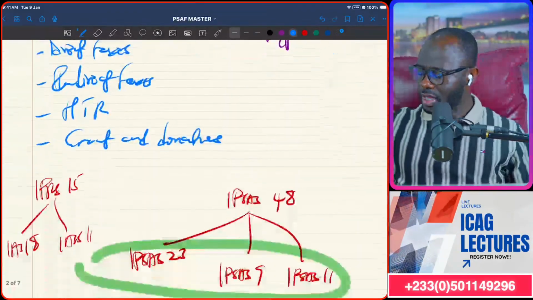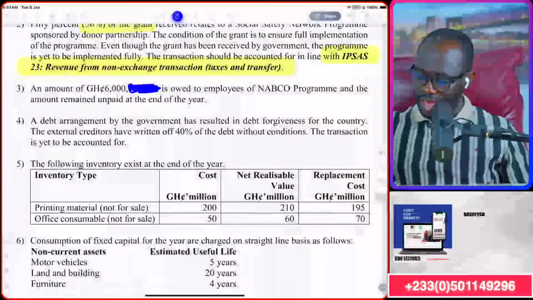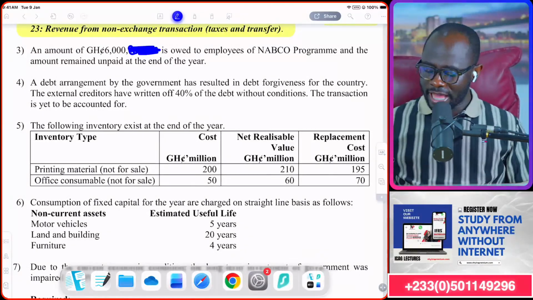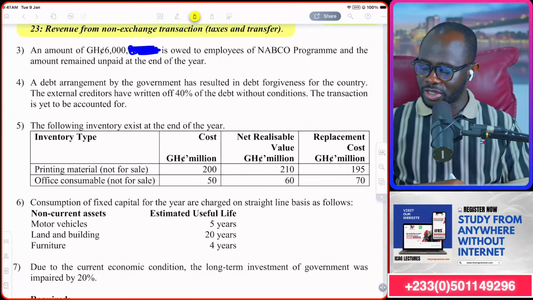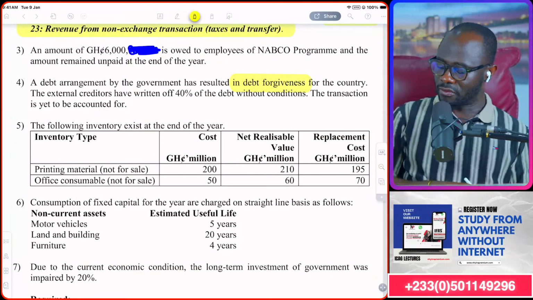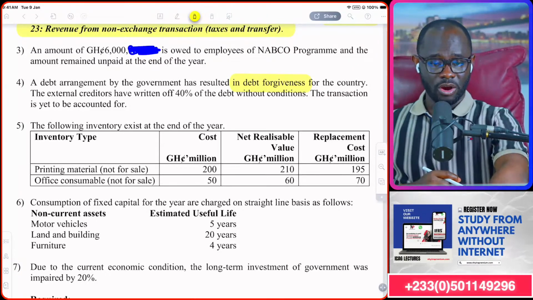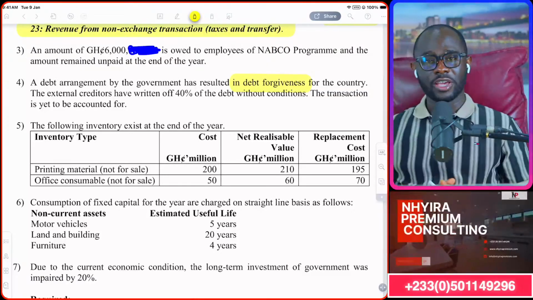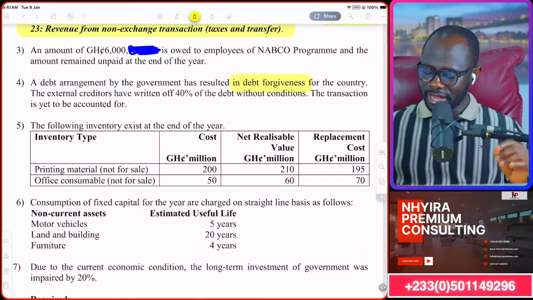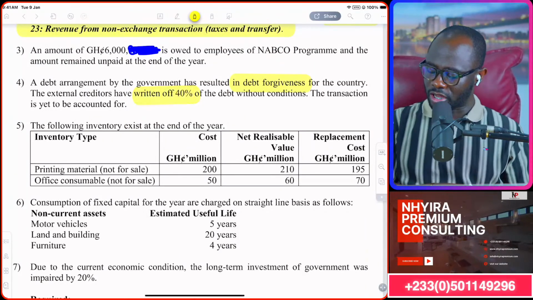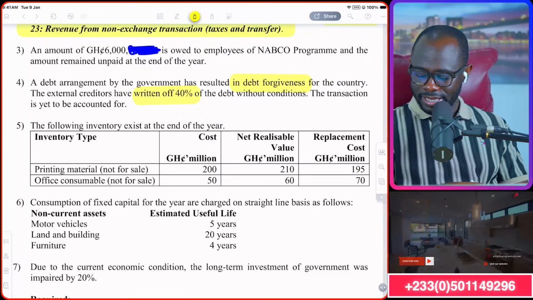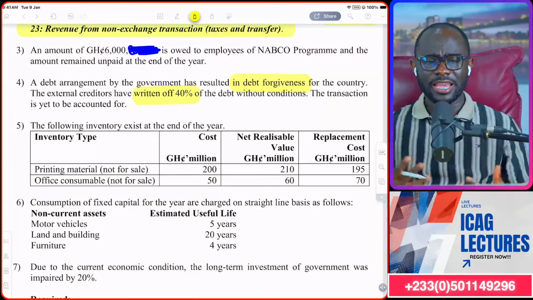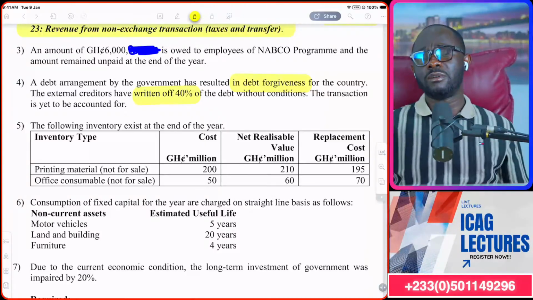Okay. So let me go back into my slide here. Note 4. A debt arrangement by the government has resulted in debt forgiveness for the country. You know, we borrowed and borrowed and borrowed. So they are forgiving us some debt. The external creditors have written off 40% of the debt without conditions. The transaction is yet to be accounted for. Okay. Debt forgiveness is an income. Debt forgiveness is a form of a grant.